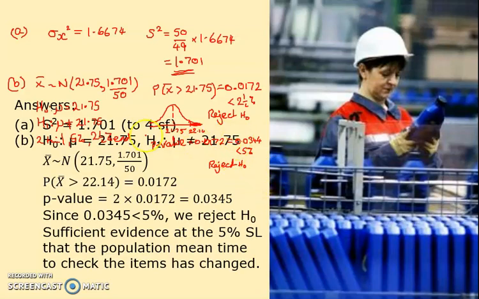What have I got here? Well, 1.701 is right. That's right. 0.0345, the proper rounded version. I did do the p-value, which is less than 5%. We reject H0. There is sufficient evidence at the 5% significance level that the population does seem to have changed.